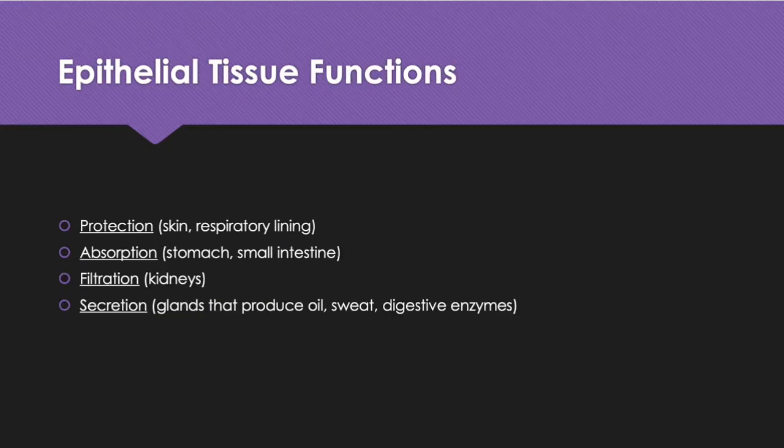There's a variety of functions of epithelial tissue depending on where in your body that particular tissue is. Protection is a function you would find in your skin and the lining of your respiratory tract. As far as absorption, you would have the lining of the stomach and the small intestine. In your kidneys, epithelial tissue helps with filtering your blood. And glands such as your oil glands and sweat glands are involved with secretion as a function.